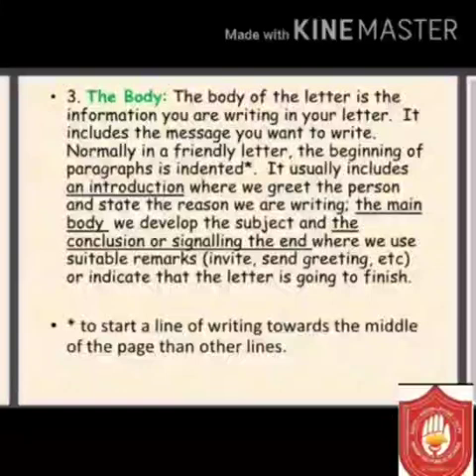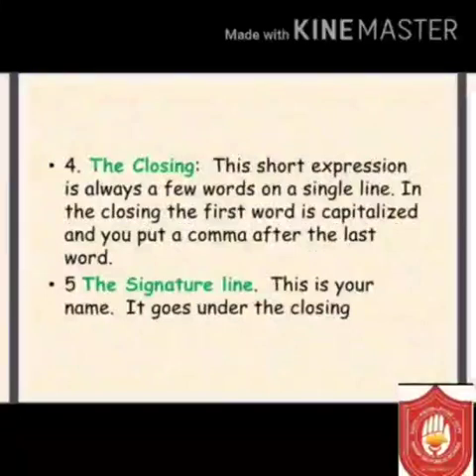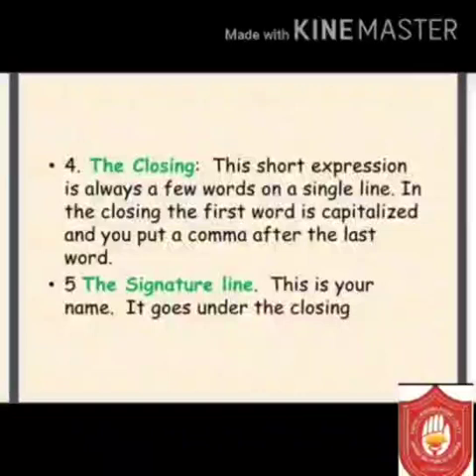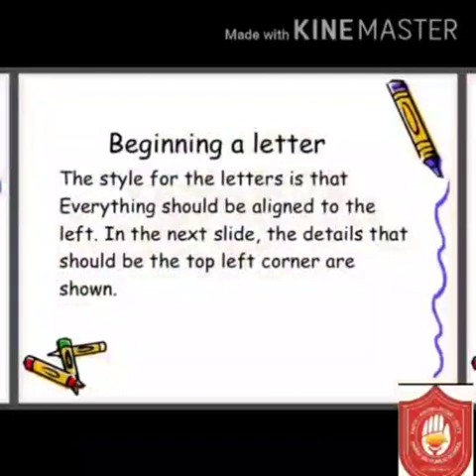After the body comes the closing. The closing, this short expression, is always a few words on a single line. In the closing, the first word is capitalized and you put a comma after the last word. And the fifth part is the signature. This is your name. It goes under the closing. For example, yours lovingly, your true friend, your daughter, your son, comma, and then below that you write your name.